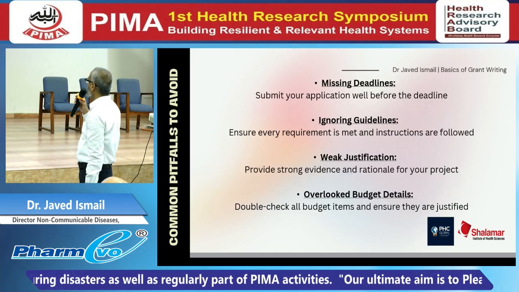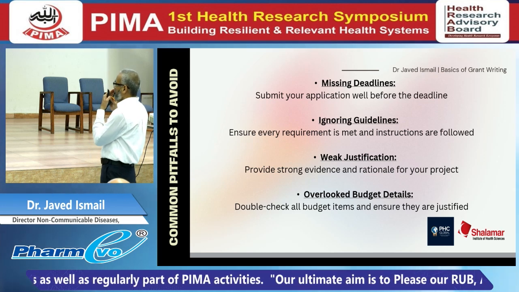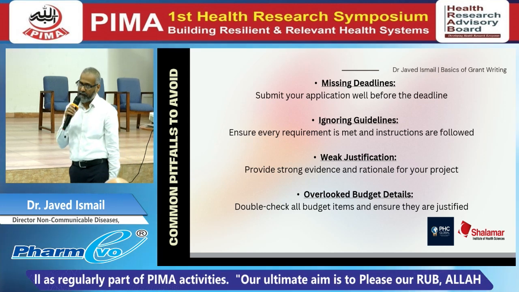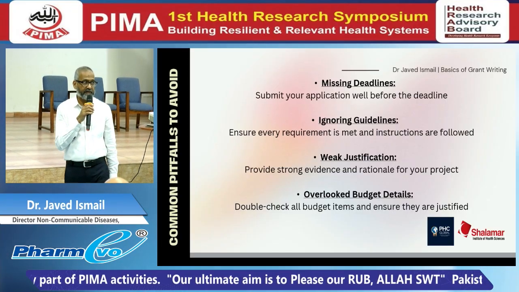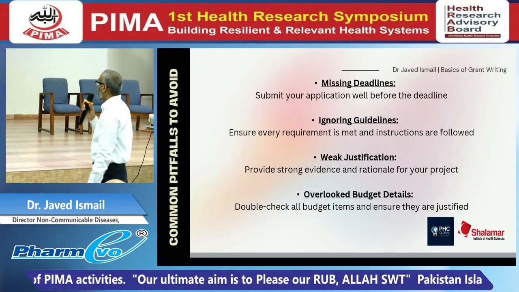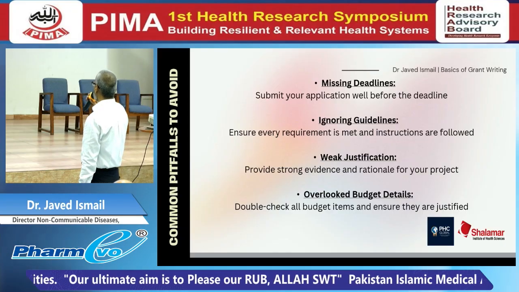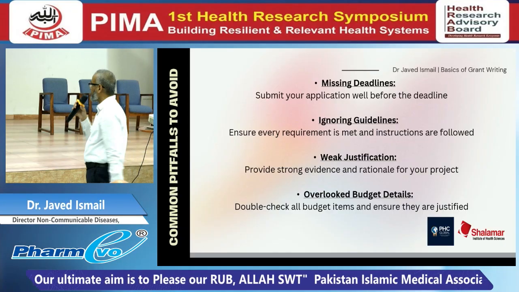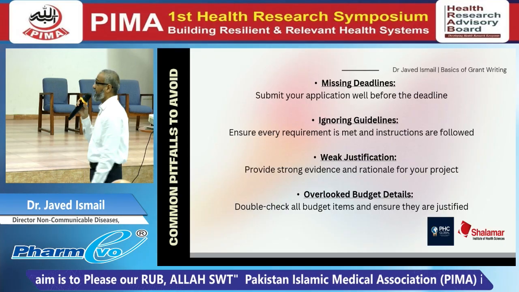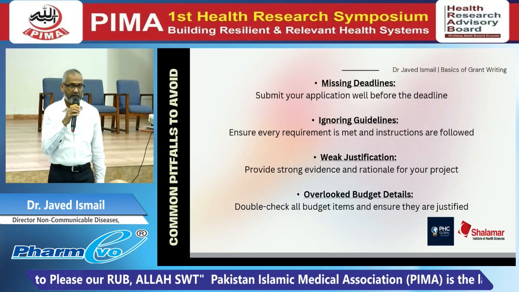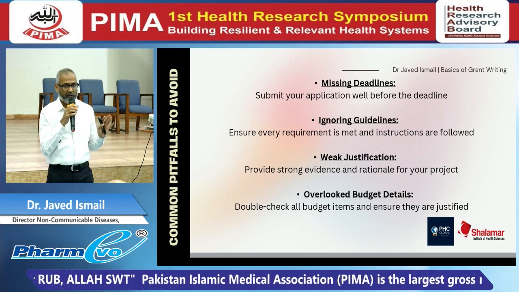So missing deadline: submit your application well before the deadline. And if you ignore the guidelines provided by the funding agency, then there is a less likely chance that you will get the funding. Then weak justification: provide strong evidence and rationale of your project, as we have discussed multiple times. And then overlooked budget details: double check all budget items and ensure they are justified. These are the main reasons why people get rejected, or the proposal gets rejected.